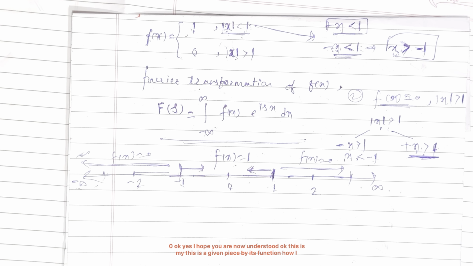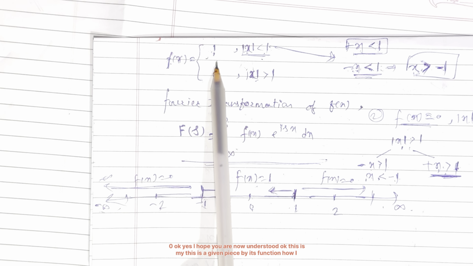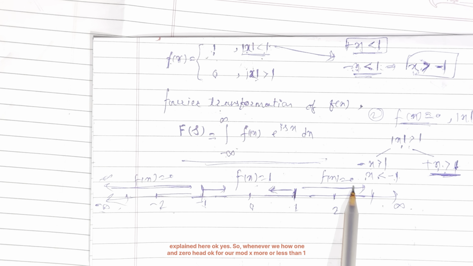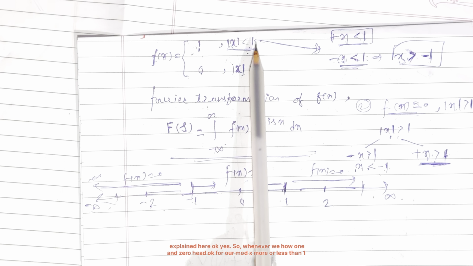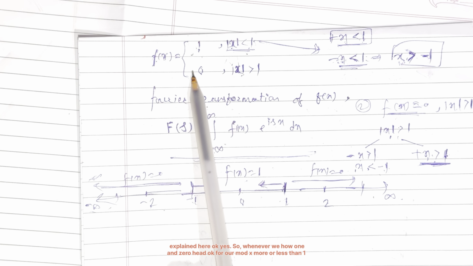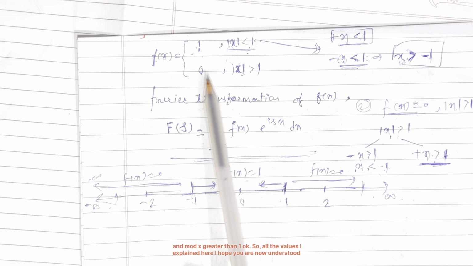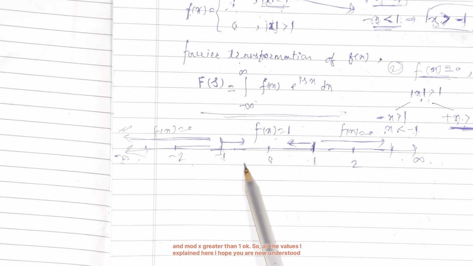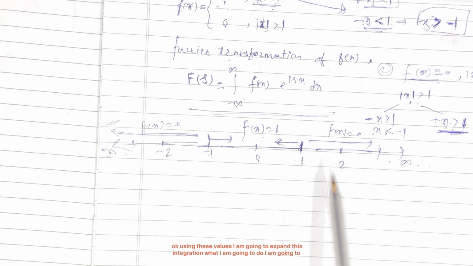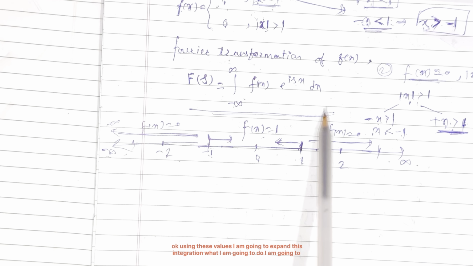Okay, I hope you all have understood. This is the given piecewise function, as I explained here. Whenever we have the values 1 and 0, for mod x less than 1 and mod x greater than 1, I explained all the values here. Using these values, I'm going to expand this integration.